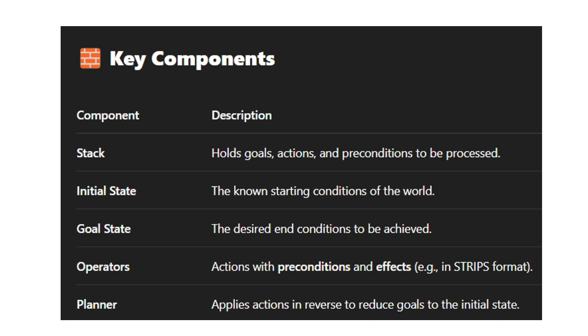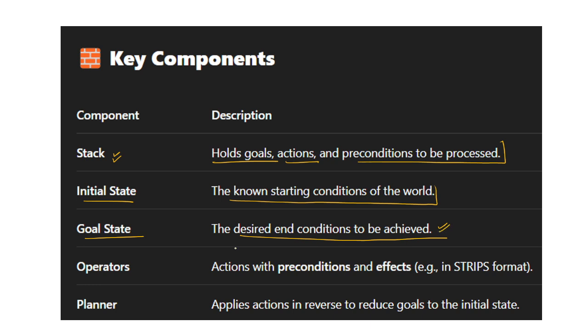Now let's just talk about the key components. The first component here is the stack. It holds the goals, actions, and preconditions to be processed. It has one initial state, the known starting condition of the world. It has one goal state, that is the desired end condition to be achieved. Another can be the operators, like we have STRIPS format, with preconditions and effects. Another key component is the planner. It applies actions in reverse to reduce goals to the initial state.